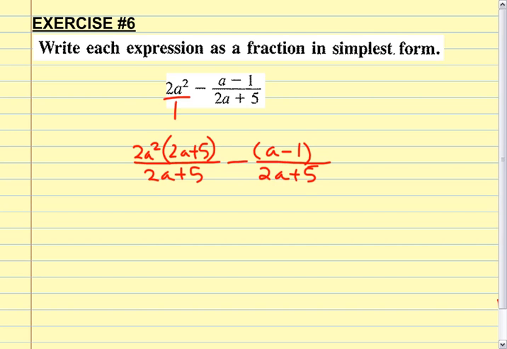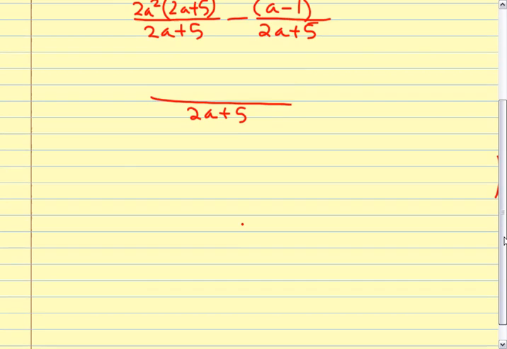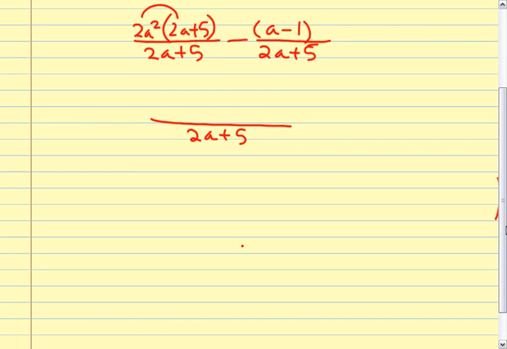So now when I write this all as one fraction, it's going to be 2a plus 5 on the bottom, and on the top, I'm going to get 4a cubed plus 10a squared minus a plus 1.